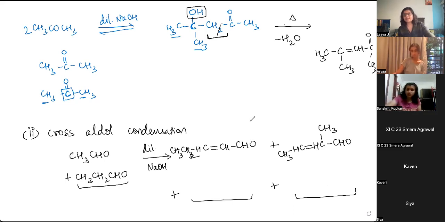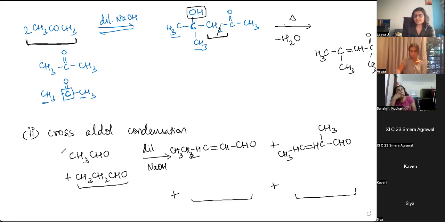So the reaction mechanism, everything is the same. The only difference between aldol condensation and cross aldol condensation is, you can think of it as two points of difference. One is, aldol condensation may have only a single reactant. You're just heating one aldehyde or one ketone with dilute NaOH, and then you end up getting its corresponding product.